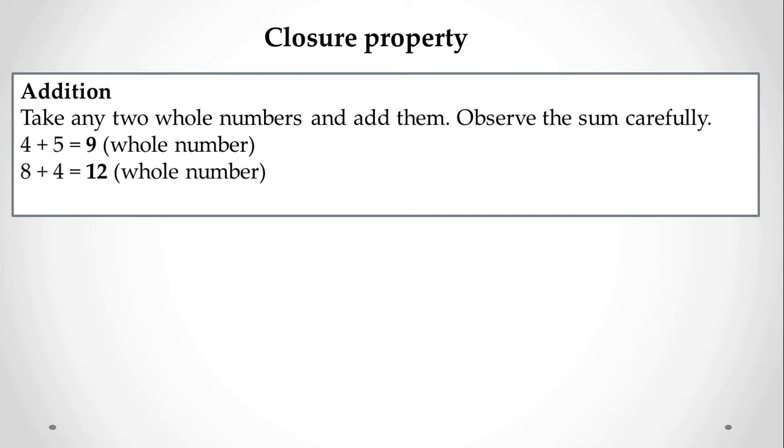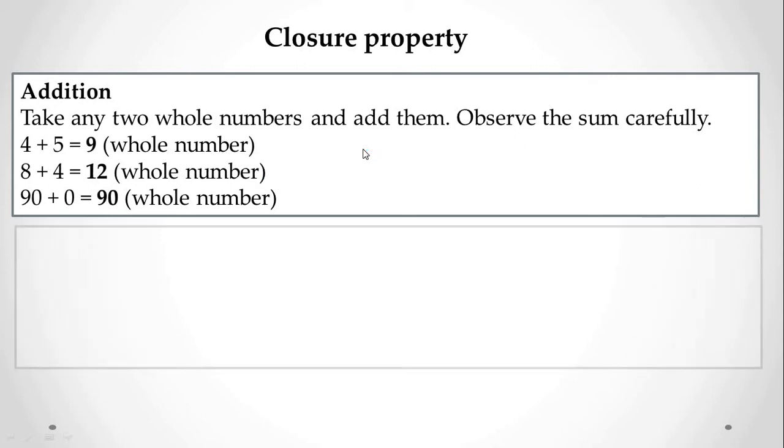Next example, 8 plus 4 is 12. In the input we have whole numbers like 8 and 4, and in the result 12 is also a whole number. If you take 90 plus 0, where 0 is also a whole number, in the answer we have 90, that is also a whole number. So this property belongs to the closure property.